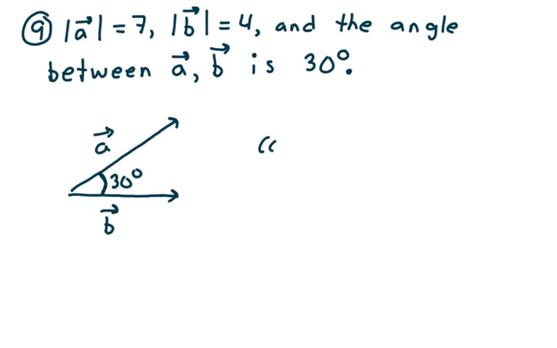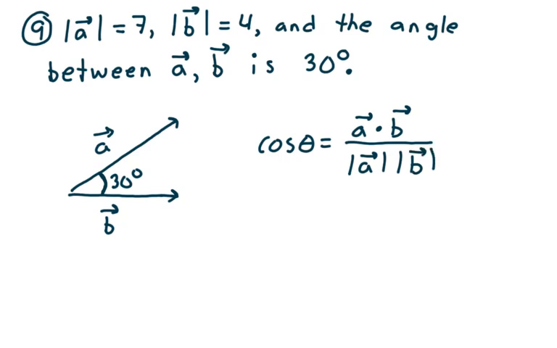Now, cosine of theta is equal to the dot product of A and B divided by the length of A times the length of B, like so. We don't know the dot product of A and B. We do know angle theta, and we know the lengths of A and B. So let's see if we can fill in our information.